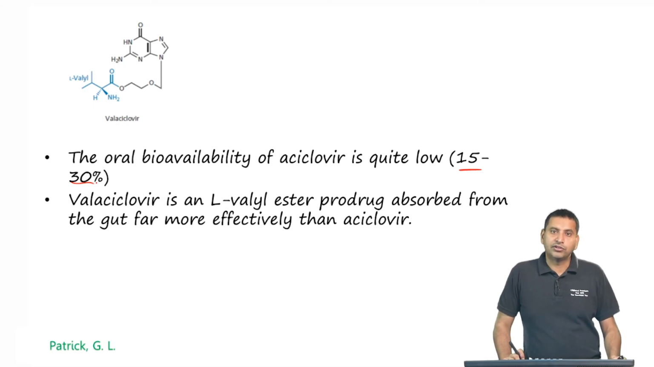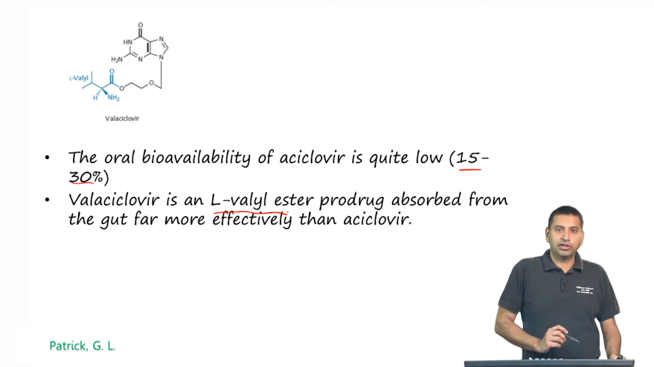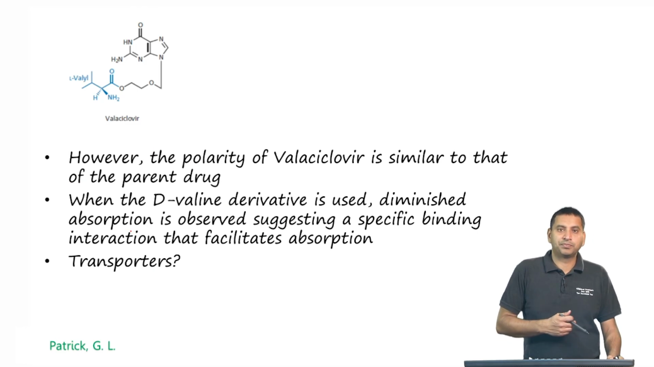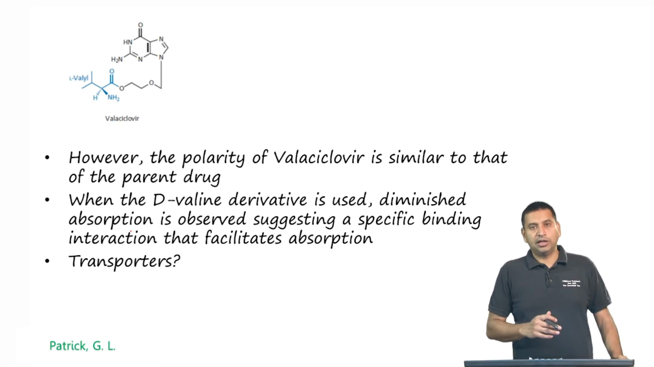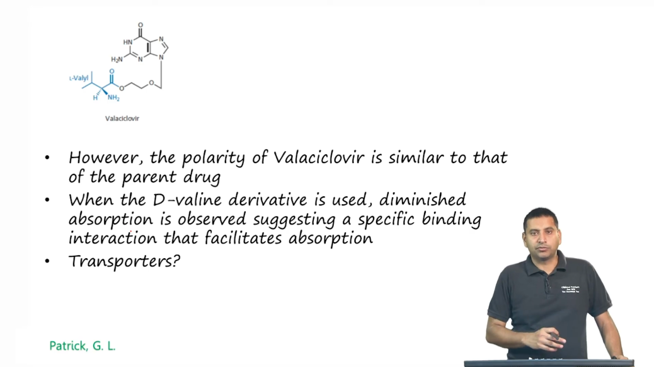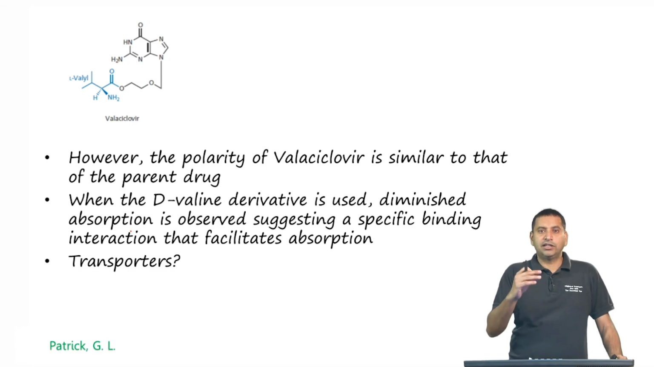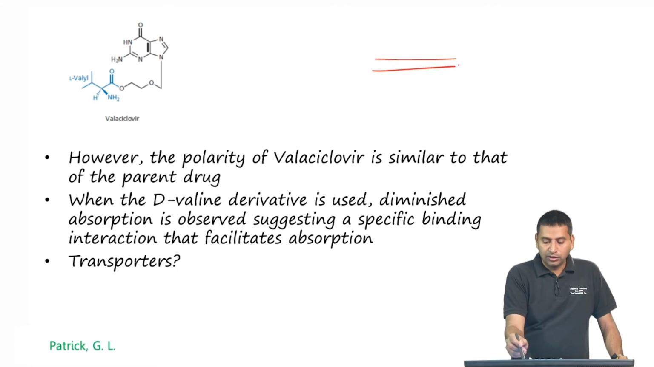In order to address this, another analog, the L-valine ester of the molecule, was generated. This molecule has better absorption from the gut compared to acyclovir. However, the polarity of this molecule is similar to that of the parent drug. Now, when we use the D-valine derivative, we observe diminished absorption. Okay.